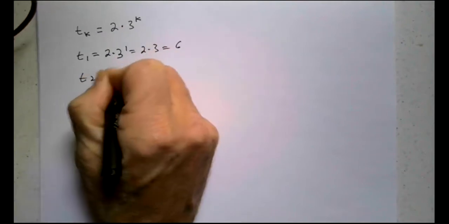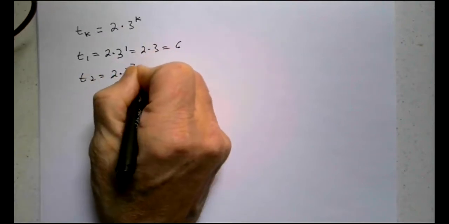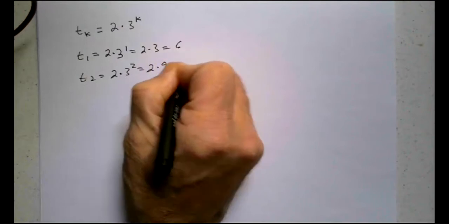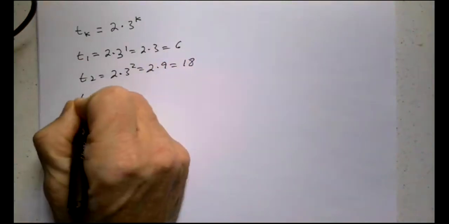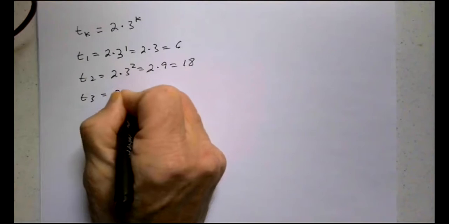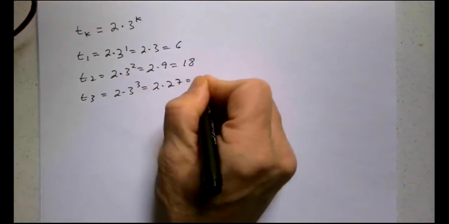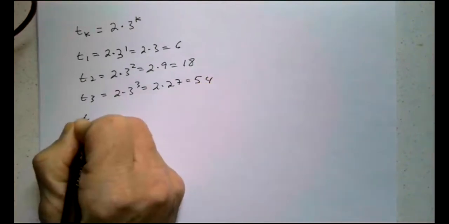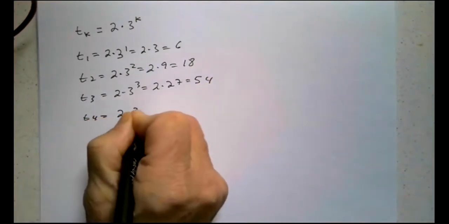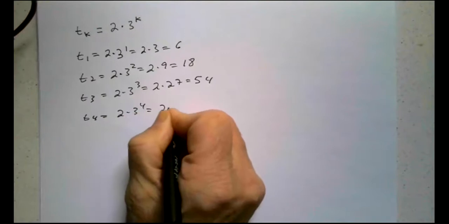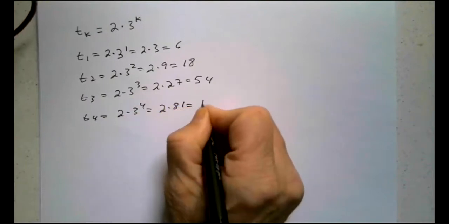T2 is 2 times 3 to the second, 2 times 9, which is 18. T sub 3 is 2 times 3 to the third, 2 times 27, which is 54. And T sub 4 is 2 times 3 to the fourth, 2 times 81, which is 162.